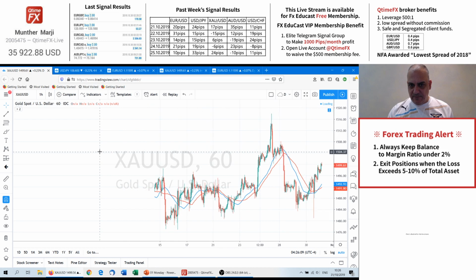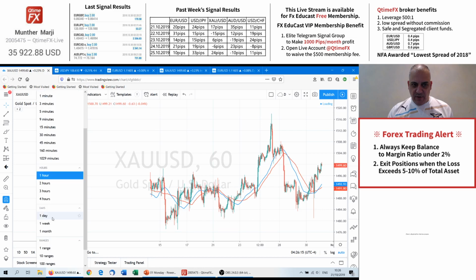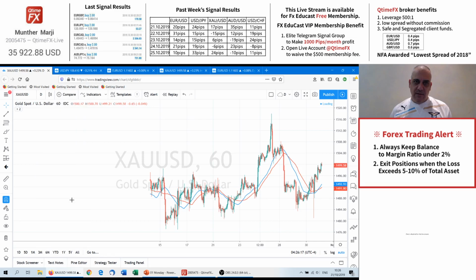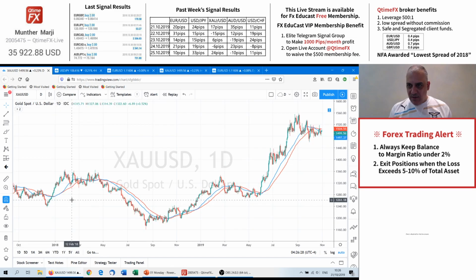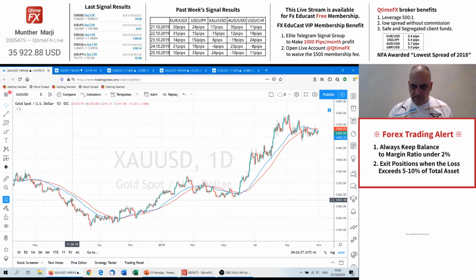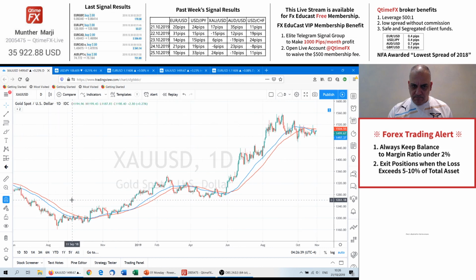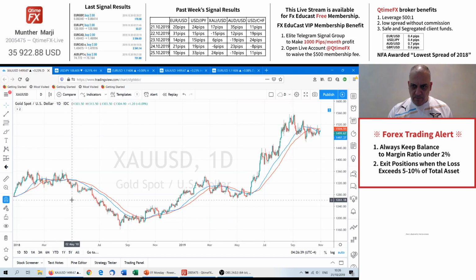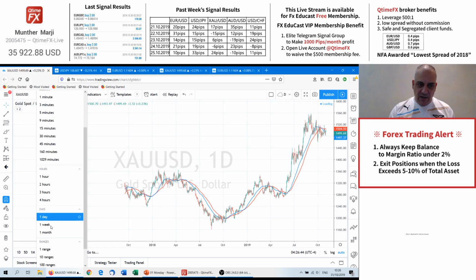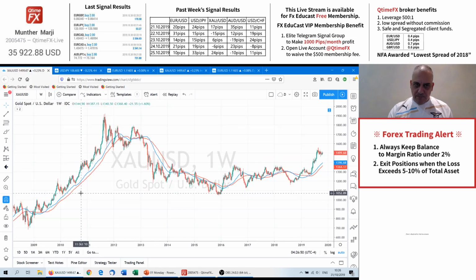For the long term, of course, we need to look at the daily, at least the daily. And it has been a great year for gold. We are up more than $200 per ounce since the beginning of the year. But the important question is what's next? I would really like to take a look at the weekly. I want to know, guys.